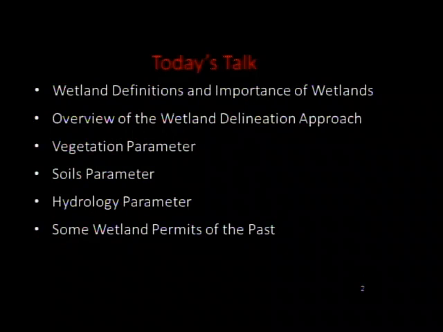Wetland delineation involves examination of three parameters to determine if they conform to the definition of a wetland, each of which I will discuss at length. The first of these is the vegetation parameter. Second is the soils parameter. Third is the hydrology parameter. Lastly, I will go over a couple of permits that have presented challenges in the past and discuss how these challenges have been resolved.